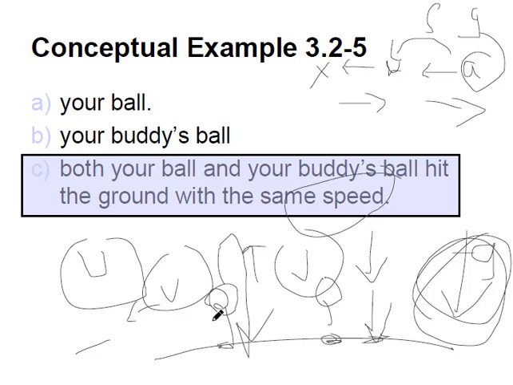It doesn't say anything about the direction, because speed is a scalar. So we want the pure velocity magnitude. Therefore you have to integrate the acceleration, and that acceleration is the same. So therefore you're going to have the same speed.